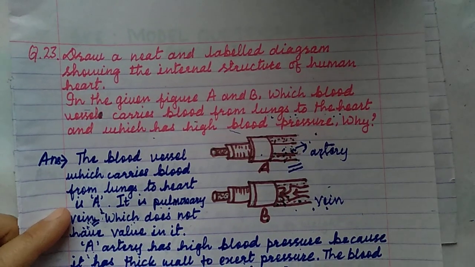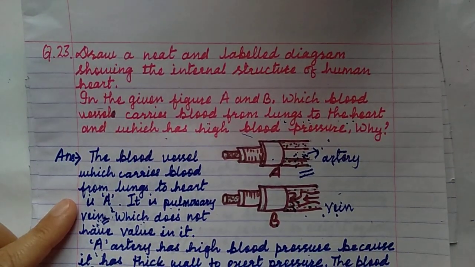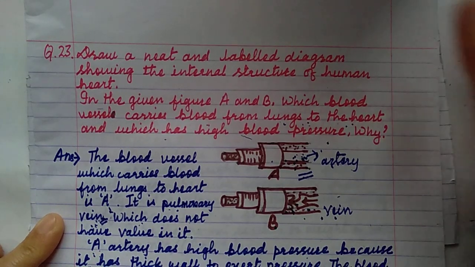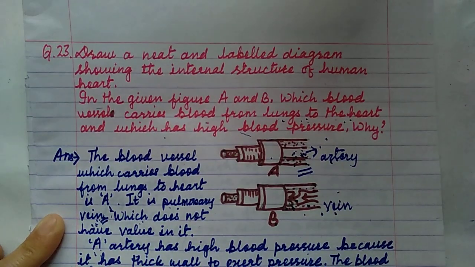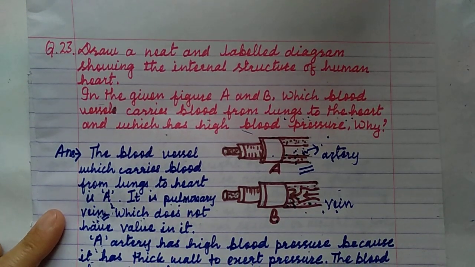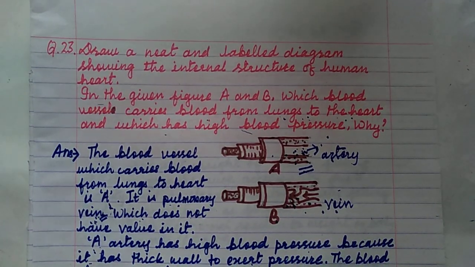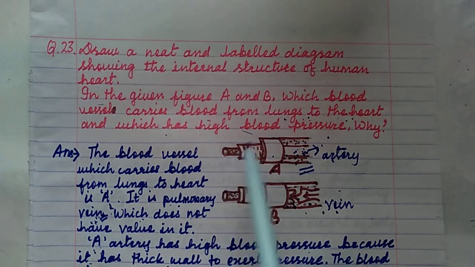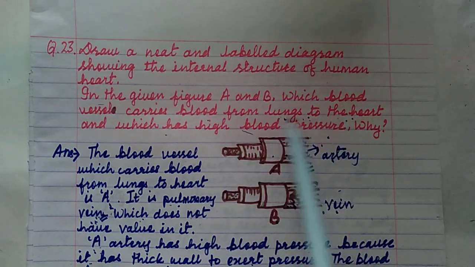Question number 23. Draw a neat and labeled diagram of the internal structure of the human heart. So we are going to draw the internal structure of the human heart. I'll show you some techniques to draw so that you can draw it easily. In the given figure A and B, which blood vessel carries blood from lungs to the heart and which has high blood pressure? Why? So these two blood vessels are given and you have to say which blood vessel carries blood from lungs to heart.